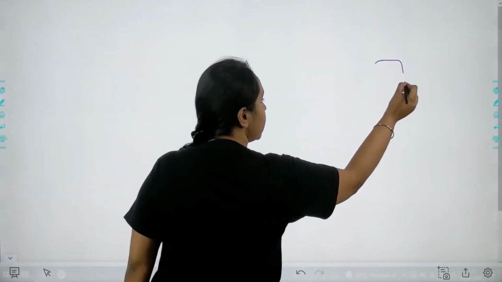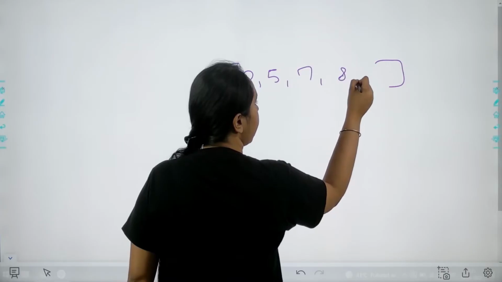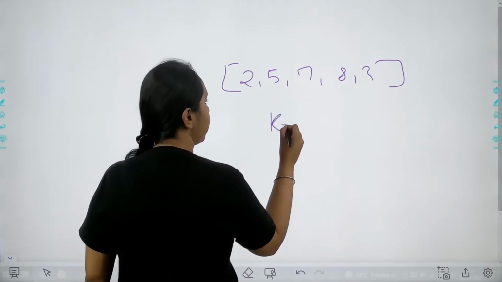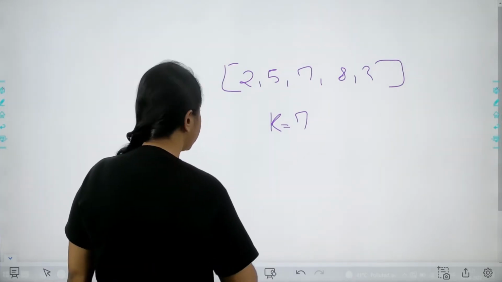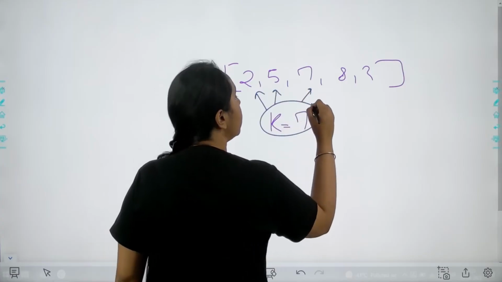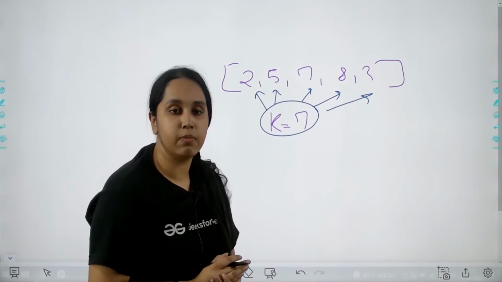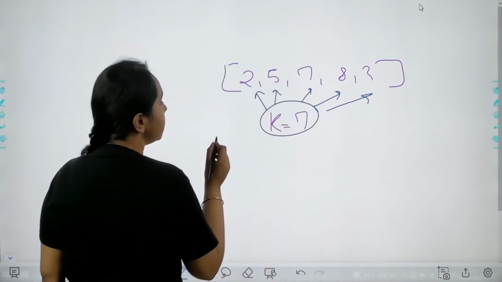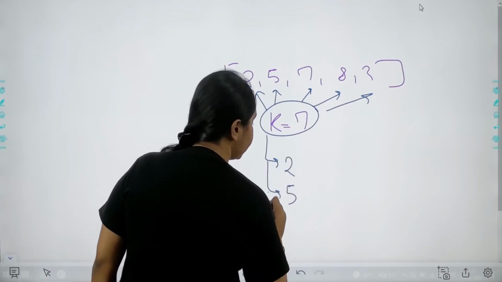We will be given a list of elements like 2, 5, 7, 8 and 3. For example, this is the list. Then we will be given a k value. For example, the k value is 7. What we need to do is compare this k value with each element and find the elements which are smaller than this k value. Over here, the values which are smaller are 2, 5 and 3.